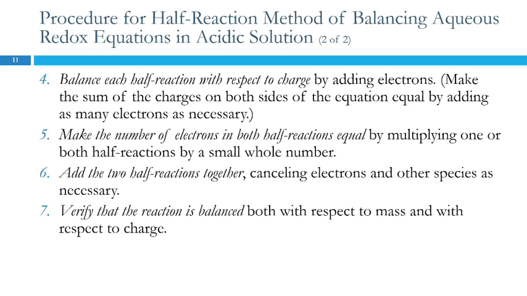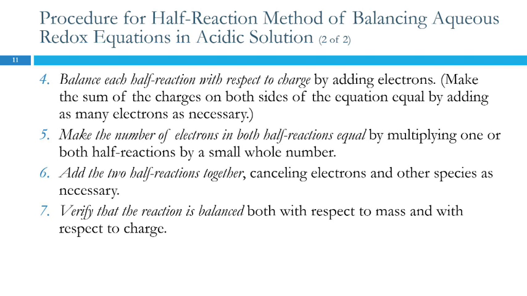Then you balance the half reactions with respect to charge. So the sum of the charges on both sides of the equal sign has to be the same. Sometimes it comes out to be 0 on both sides. Sometimes it'll come out to be +2 on both sides. It doesn't matter what it is as long as they're equal. How do we balance that? We add electrons.